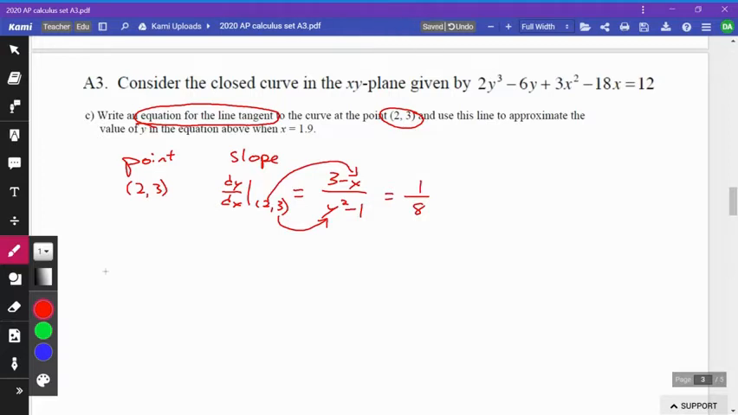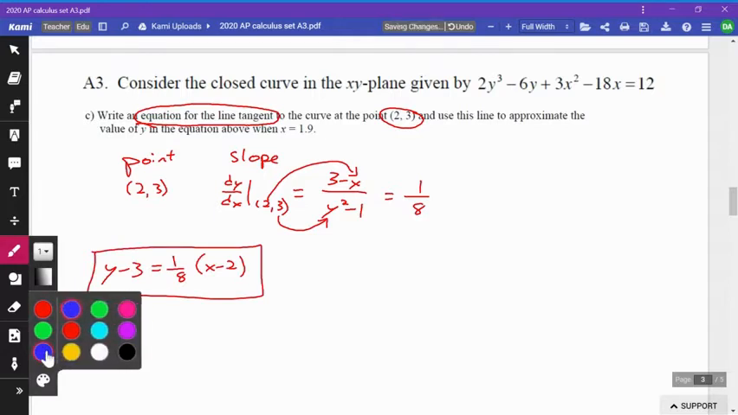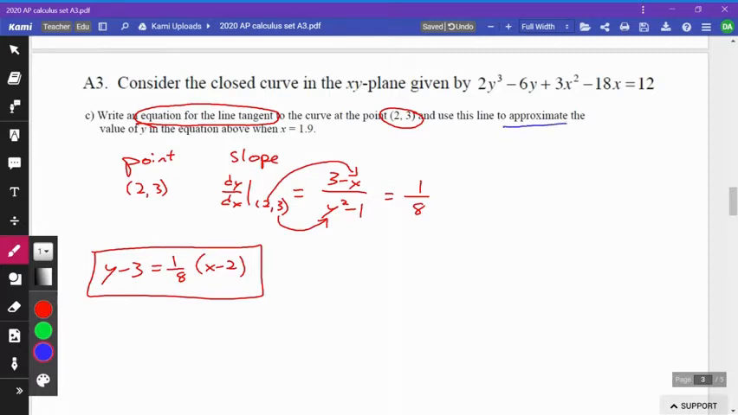Now the equation of the tangent line is y minus 3 equals 1/8 times (x minus 2). So that's the equation of the tangent line. Now I want to use that tangent line to approximate the value of y when x equals 1.9. So all I'm doing here is plugging 1.9 into the tangent line.